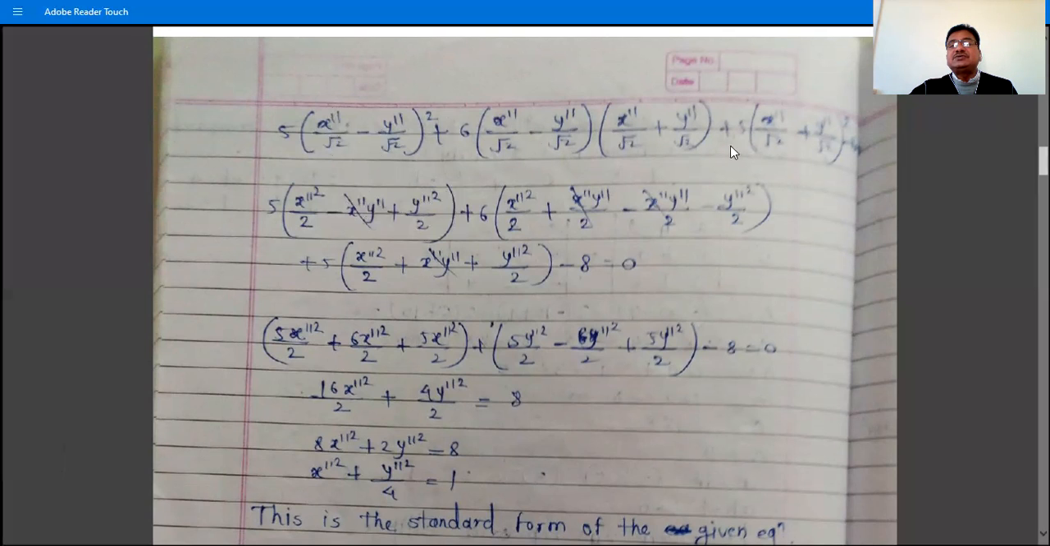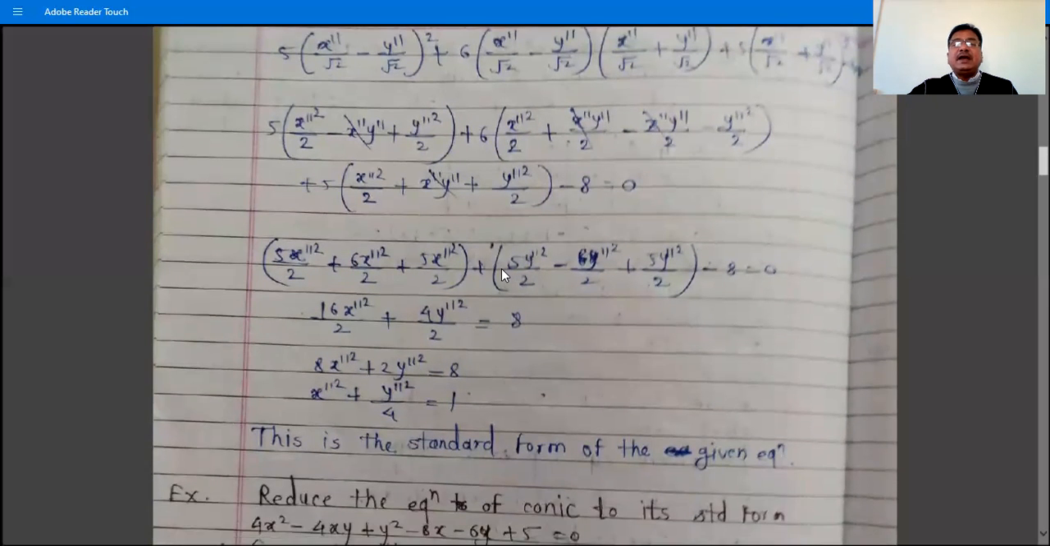Similarly, the multiplication of these two, we have the 4 terms. This into this is this. Then this into this and this into this. And lastly, minus and plus multiplication is minus y double dash square by 2. And then 5 times the square of this bracket is this. Minus 8 is equal to 0.